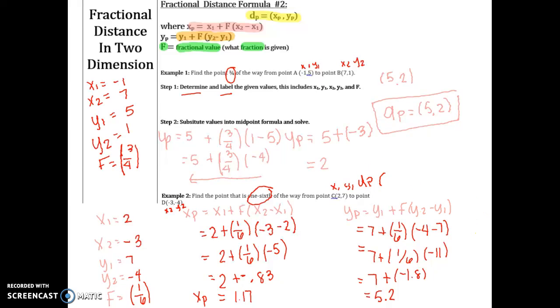With that said, our answer should read dp. Let me try to write that neater. So dp equals (1.17, 5.2). Box around that. And we are done with these two problems. Let's go ahead and, for the second video, do a graph problem.